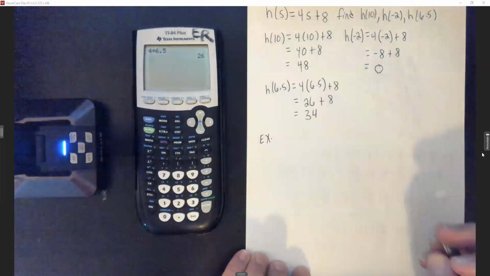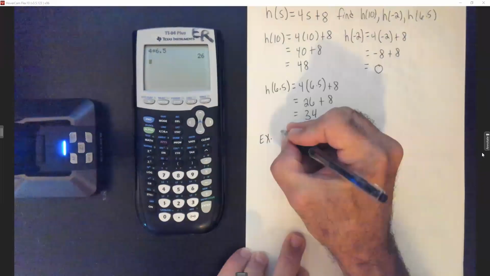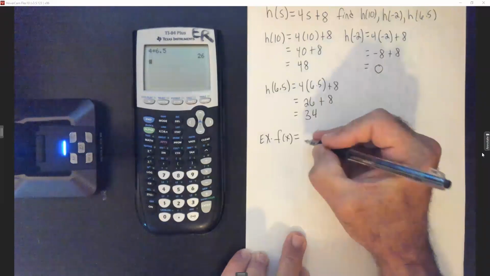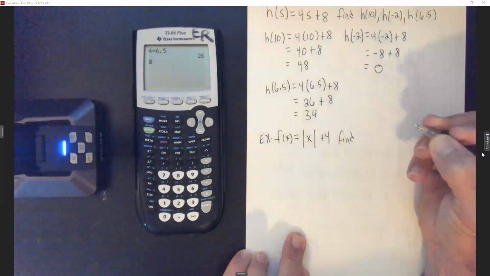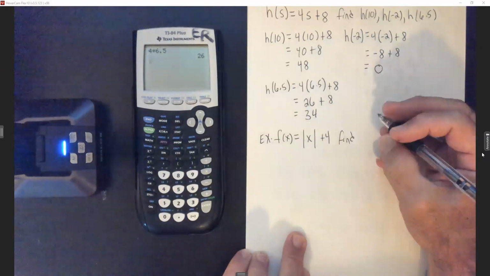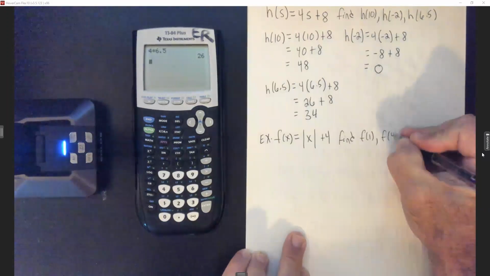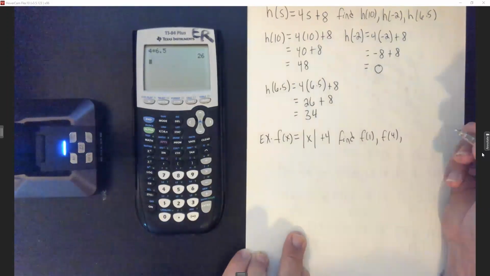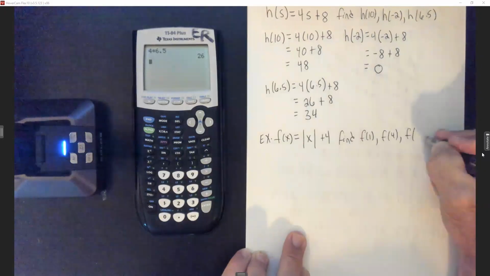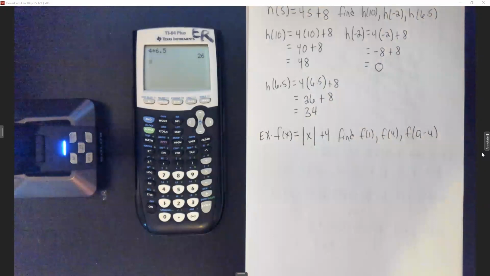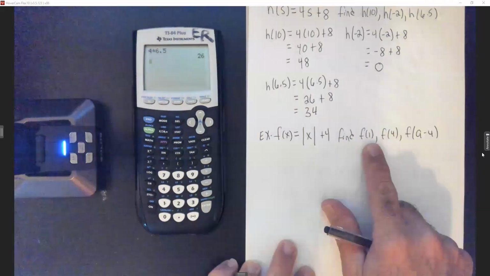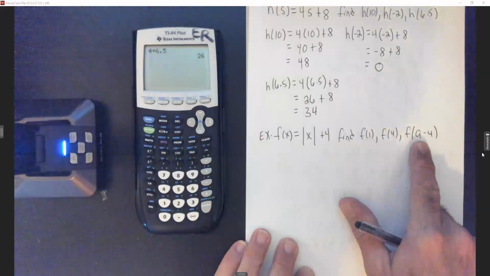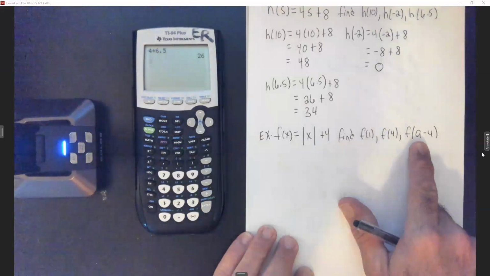All right, y'all, next one has f of x equals absolute value of x plus 4. They want me to find f of 1, f of 4, and then f of a minus 4. Now, if you did it on a calculator, you could do the first two, the f of 1 and the f of 4. But since this one has a variable, you wouldn't be able to find it on the table, okay? So let's find these by hand.